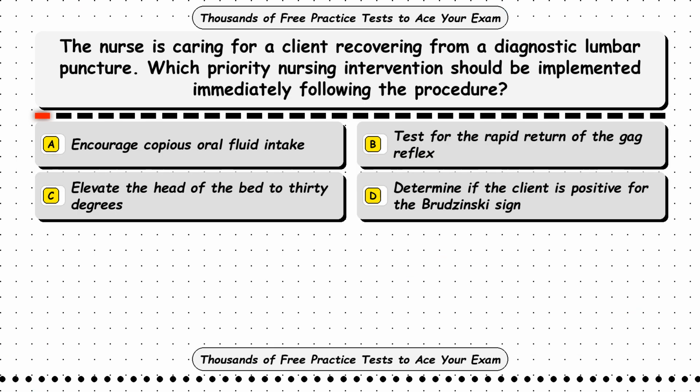Question 60. The nurse is caring for a client recovering from a diagnostic lumbar puncture. Which priority nursing intervention should be implemented immediately following the procedure? Option A. Encourage copious oral fluid intake. Option B. Test for the rapid return of the gag reflex. Option C. Elevate the head of the bed to 30 degrees. Option D. Determine if the client is positive for the Brudzinski sign.